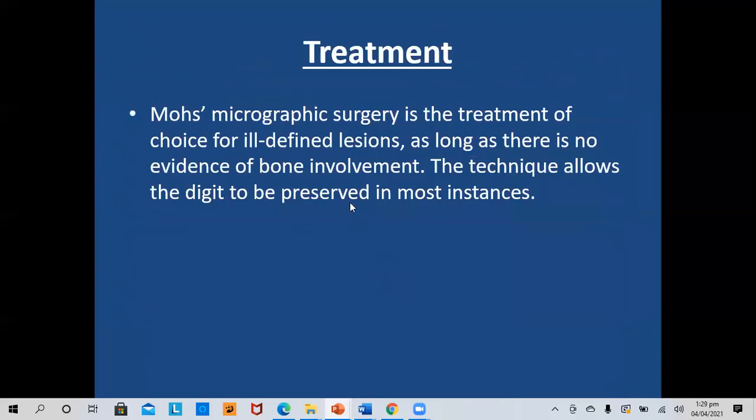Treatment is ideally by Mohs micrographic surgery, because in nails there is very little tissue to play with, if there is no evidence of bony involvement. Sometimes distal amputation is required if the tumor is aggressive and involving the bone.